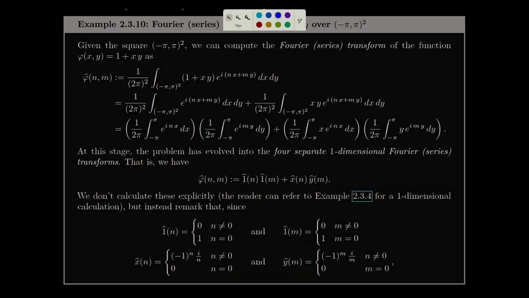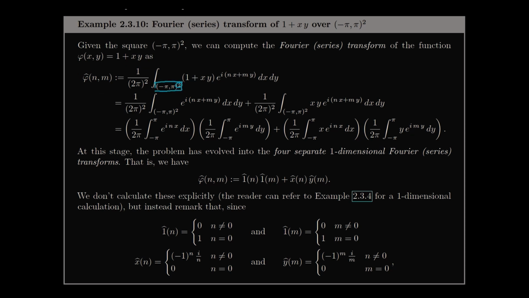So let's look at a computation of the two-dimensional Fourier series transform over the interval negative pi to positive pi squared, and the function we're looking at is going to be 1 plus xy. So let's try to find the two-dimensional Fourier transform of 1 plus xy. We're just going to follow its definition, right? The definition of the two-dimensional transform is 1 divided by 2 pi to the d power, d is 2 in this case, and I'm going to integrate over the interval in two dimensions.